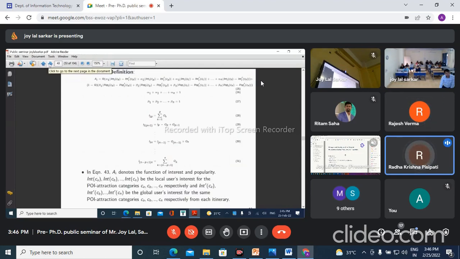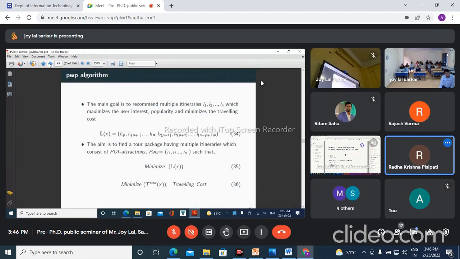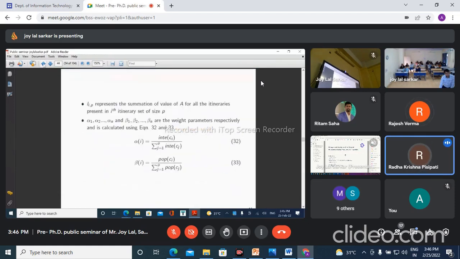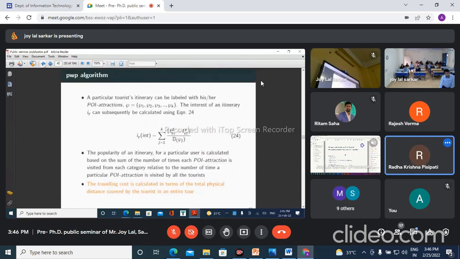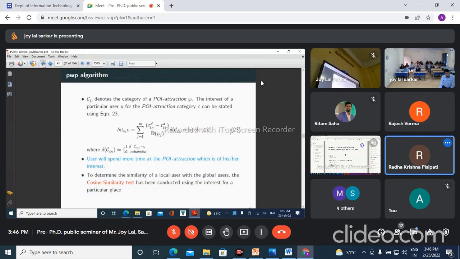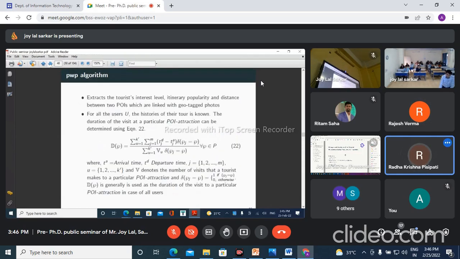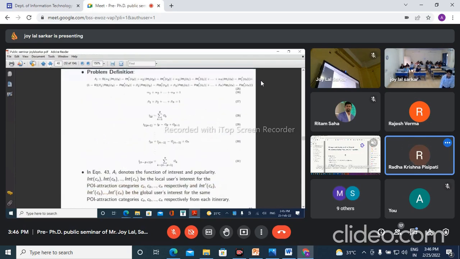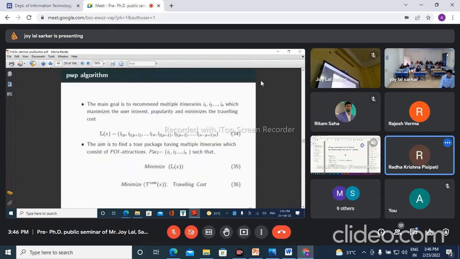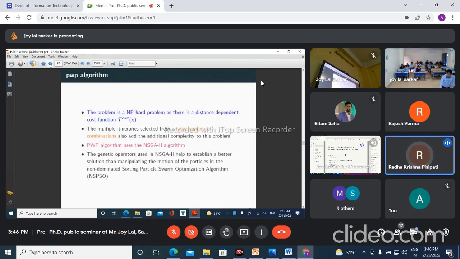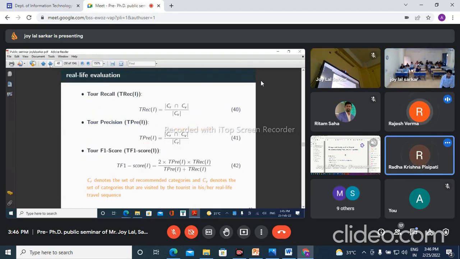I don't remember the exact slide number. You just go to the previous one. No, next. No, prior to that one only. Somewhere it is there. You are taking interest plus popularity without any weightage. Just go.